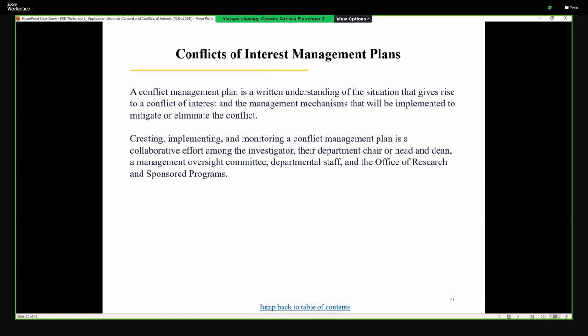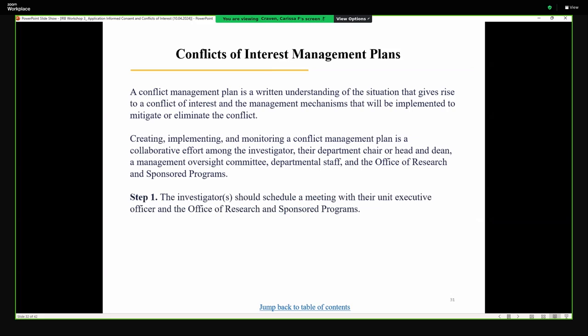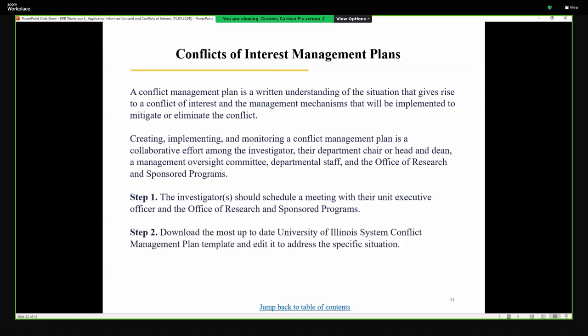And that is between the investigator, their chair or head, and the dean, some sort of oversight committee, any sort of staff that it might apply to, and then our office will also kind of help with that process since we are also kind of the conflict of interest office, separate from the IRB. So the first step is meeting with your director, your chair, whoever your unit head is, and likely a representative from our office. And you will download the most up-to-date U of I system conflict of interest management plan and edit to address whatever the situation is.